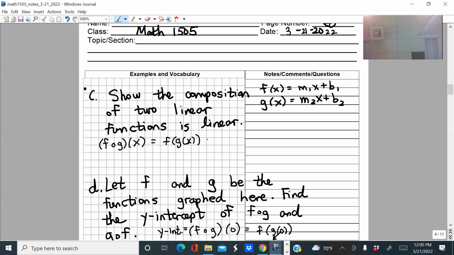But what is g of x? What did I say it was? It's just this formula, right? So just put this formula in for g of x. Don't be bothered by the fact that you don't know what this number is, you don't exactly know what this slope is, or you don't exactly know what this y-intercept is. These are just numbers, okay? So let's just plug that in, all right? So we want to compute f of m2 times x plus b sub 2.